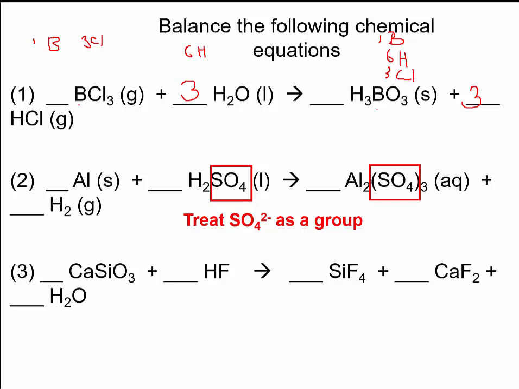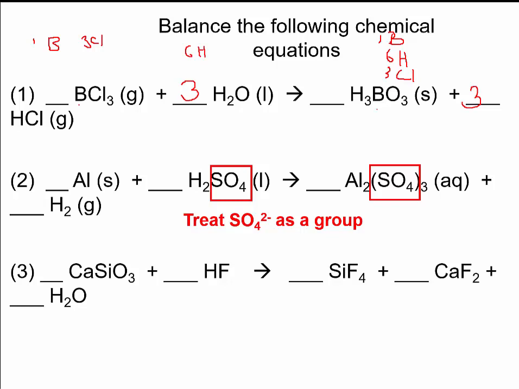If you've got a polyatomic ion group, treat them as a group, right? This SO4 minus is a polyatomic ion. It's not going to break itself up, so you can treat these guys as a chunk. So here we've got H2SO4, and then here we've got aluminum SO4, and then we've got 3, right? So this guy's got 3 around it. So we're going to treat these SO4s as a group. It's going to make our life a little bit easier.